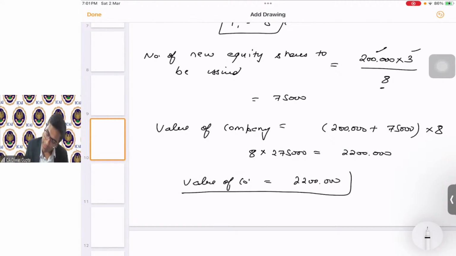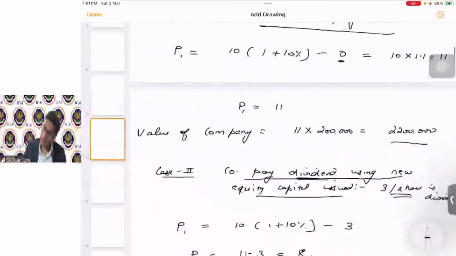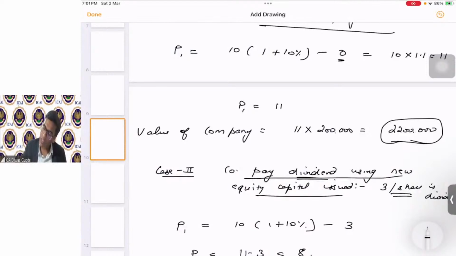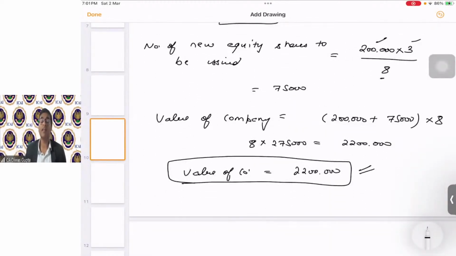So students, if you see, if we have not paid dividend, what was that value? 22 lakhs. In case 2, if we have paid dividend, what is the value? 22 lakhs. This is what the irrelevance theory approach is trying to tell you. Parthsarthi, yes, 8. Perfect.